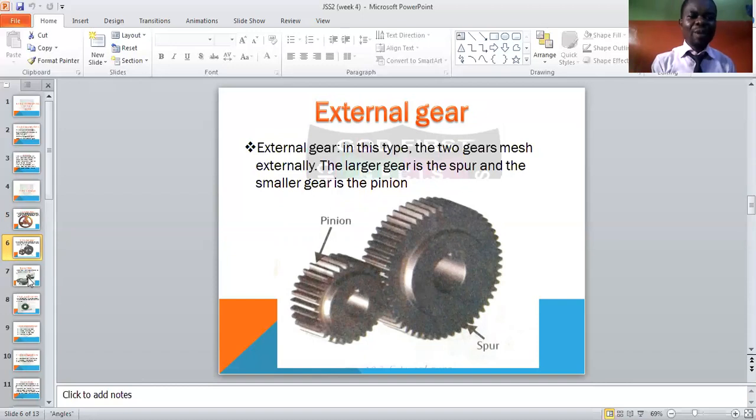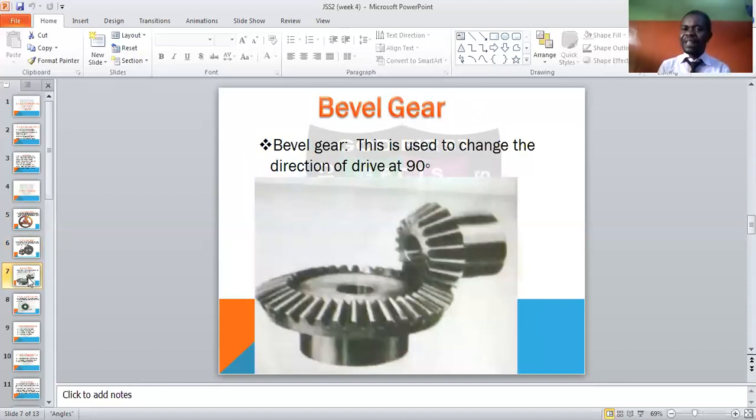Then there is another type called the bevel gear. This one is used to change the direction of drive at 90 degrees, and that is a right angle. That is the work of this one. These gears are seen in the engines of vehicles. They are not exposed while the vehicles move. This is the bevel gear.